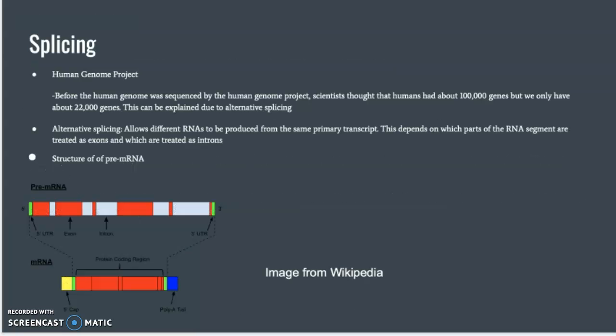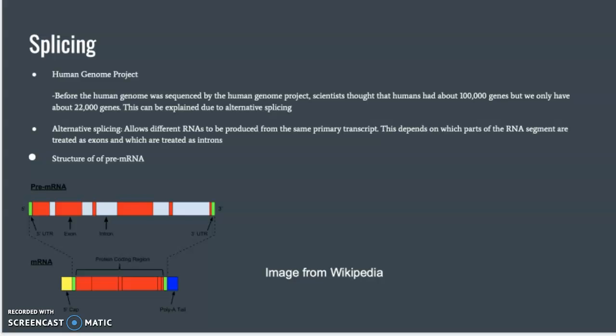So, splicing. First, let's talk about the Human Genome Project. Before the Human Genome Project, scientists thought that there were about 100,000 genes, but we only actually have about 22,000. This can be explained by a process called alternative splicing. Alternative splicing allows different RNAs to be produced from the same primary transcript. This depends on which parts of the RNA segment are treated as exons and which are treated as introns.